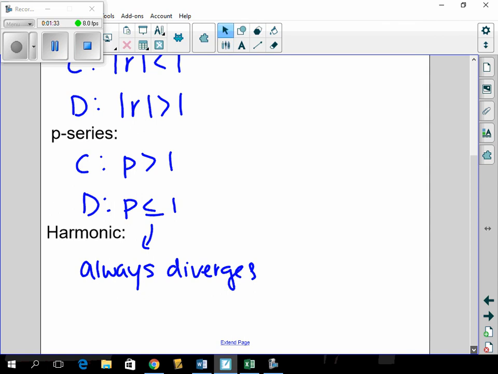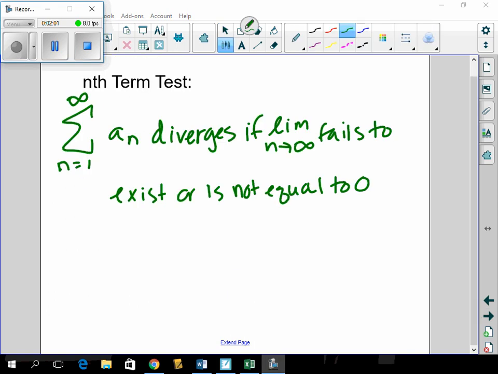But we're going to be getting into more diverse series, and they're not necessarily going to fall into one of these specific categories. So we're going to use different types of tests to determine if a series converges or diverges, also considering the series that we already know, including P-series and geometric. First thing we're going to look at is the nth term test.